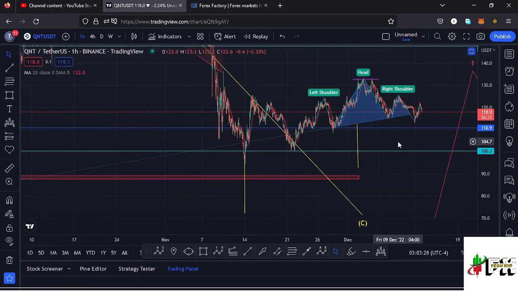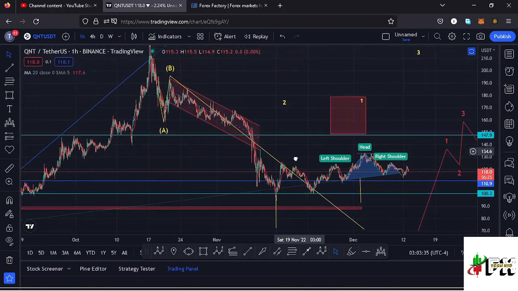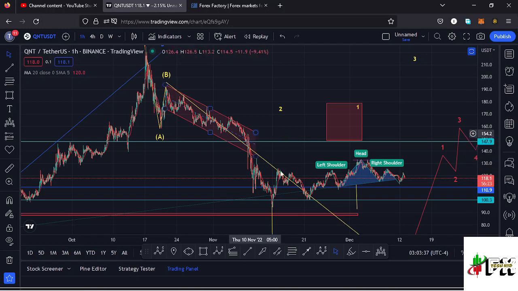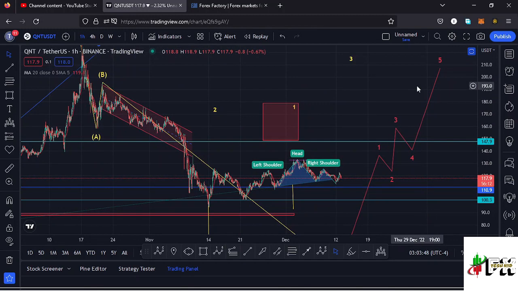So let's be patient and see how that plays out, whether we are going to obey the massive ABC corrective structure, or maybe this ABC corrective structure that I have right here, where I'm expecting a straight sell off in the formation of that wave C to fully maximize the formation of that second wave before we see a bounce to the upside in the formation of that wave 3.